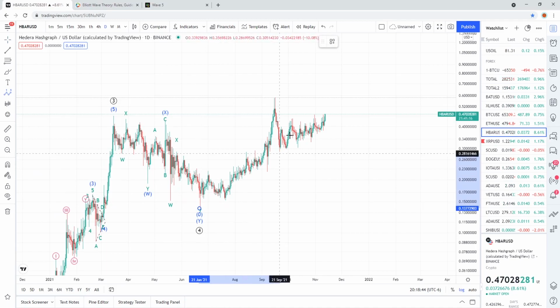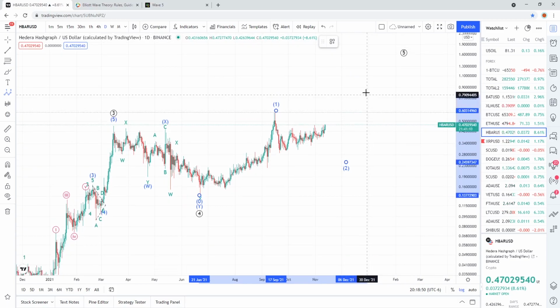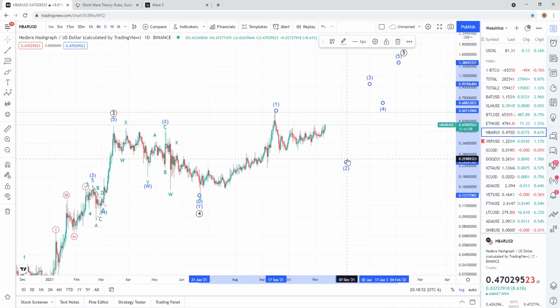There's also a possibility that this is a 1 wave, and wave 2 has not finished yet, and it'll set wave 2 around down there and then go on to set wave 3, 4, and 5.